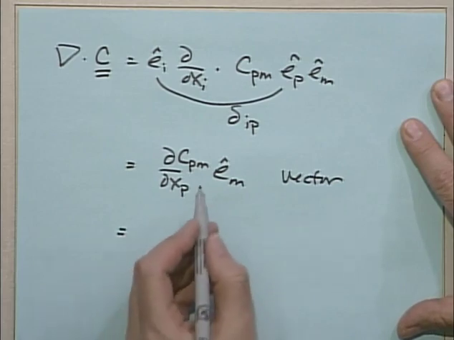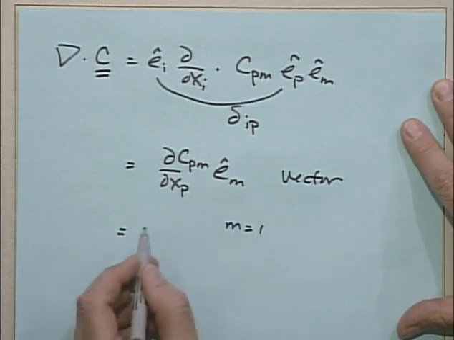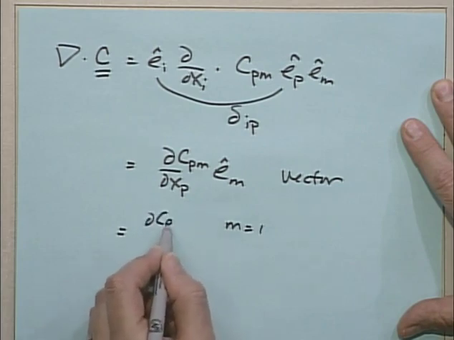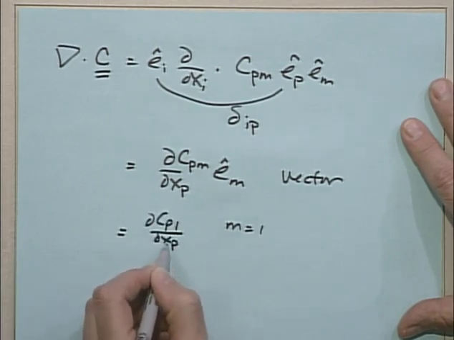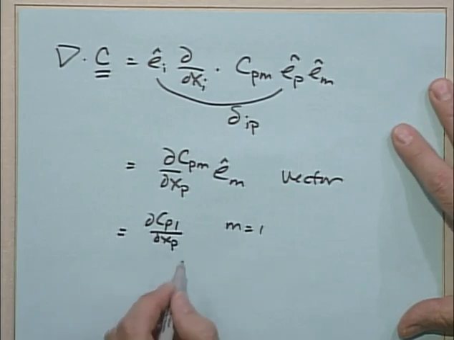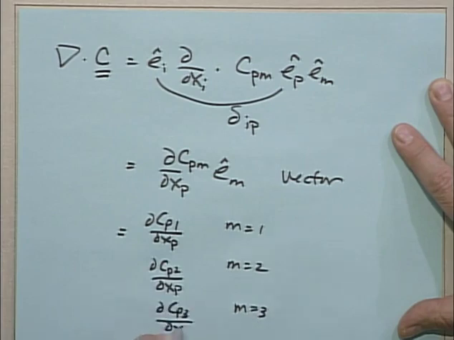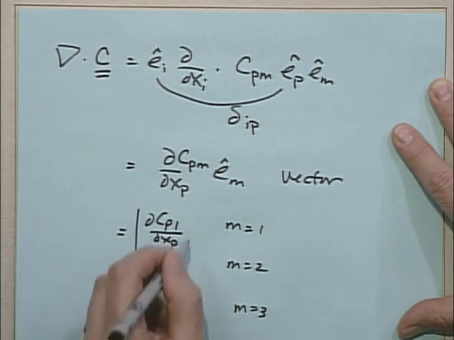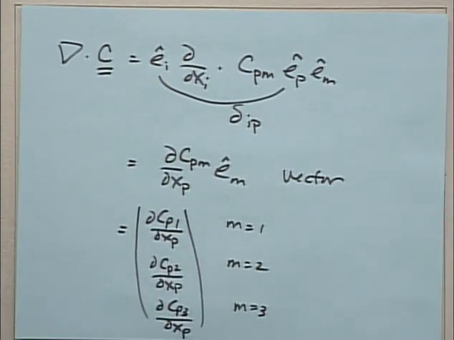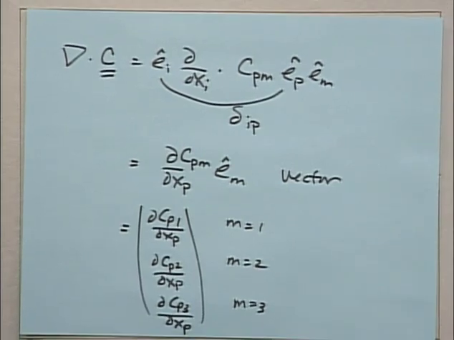It's a vector where the m equal 1 component is dcp1 dxp, so it's a summation 1 to 3. The m equal 2 component is dcp2 dxp, and the m equal 3 component is dcp3 dxp. This appears in the Navier-Stokes equations, del dot tau. Excuse me, not in the Navier-Stokes, but rather in the Cauchy momentum equation.